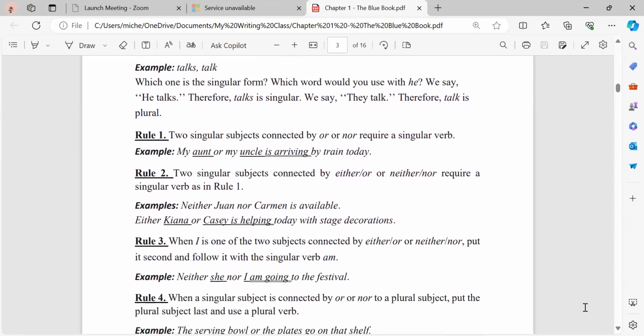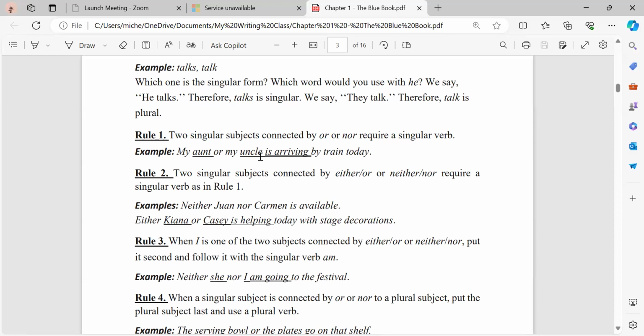So this is rule number one. Two singular subjects connected by or or nor require a singular verb. So for example, my aunt or my uncle is arriving by train today. So the two subjects are my aunt and my uncle, aunt and uncle. Those are the two subjects. We managed to identify the subjects.